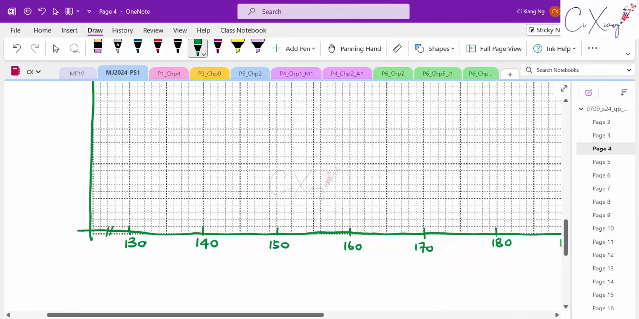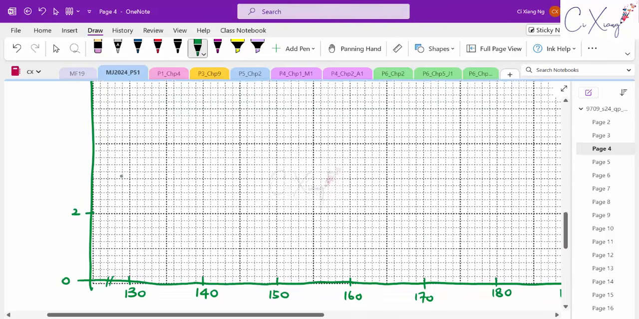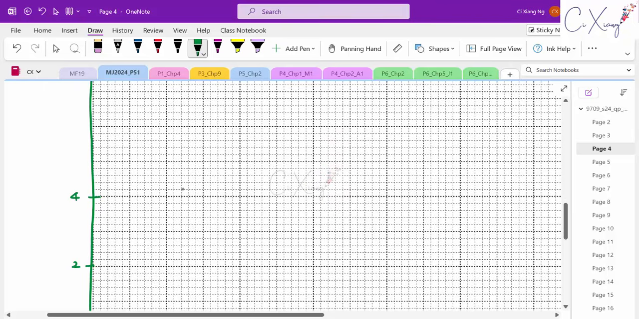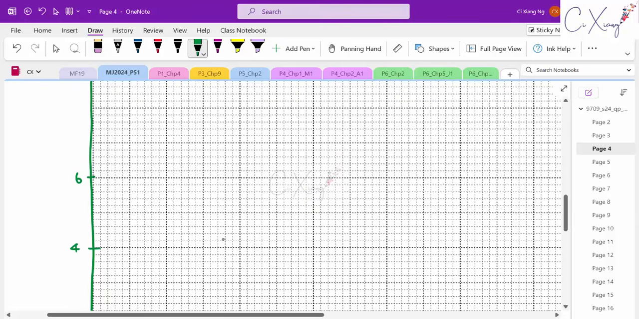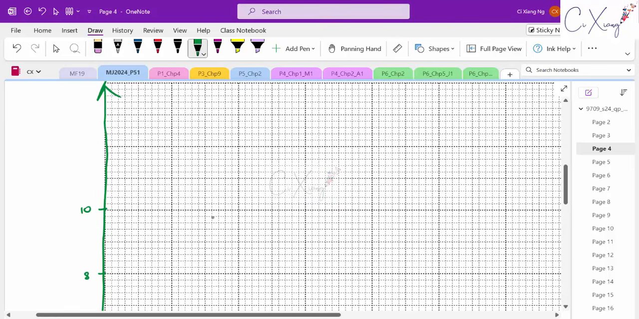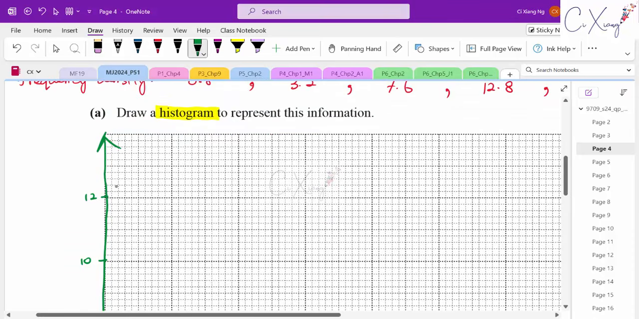For the scale of y, the highest value is 12.8. So maybe what I can do is label this as 2. I have to start from 0. The y value must start from 0. So 0, 2, then I'll make this 4, 6, 8, and so on, 10, 12. Yeah, if you observe, 12.8 can be nicely fit into the graph as well. Right, so this is my frequency density.